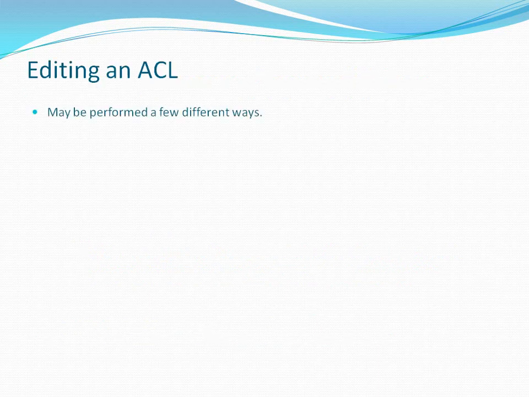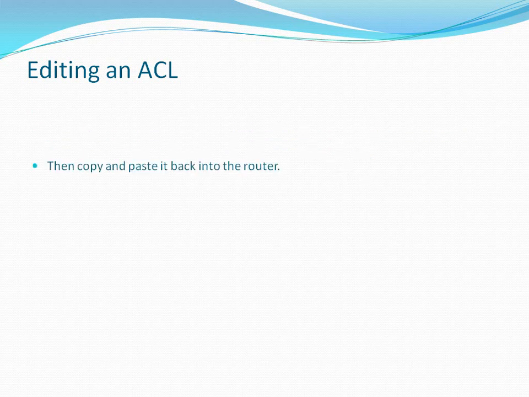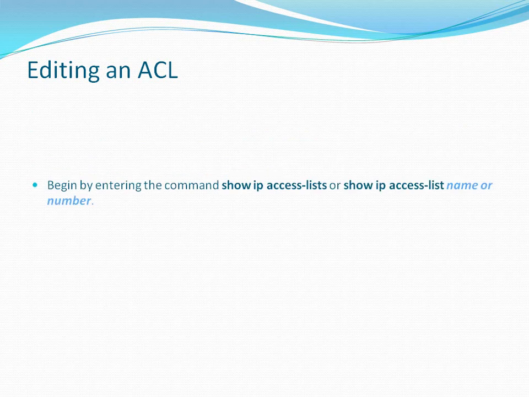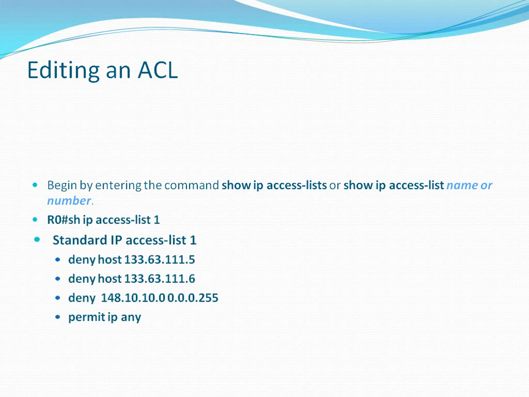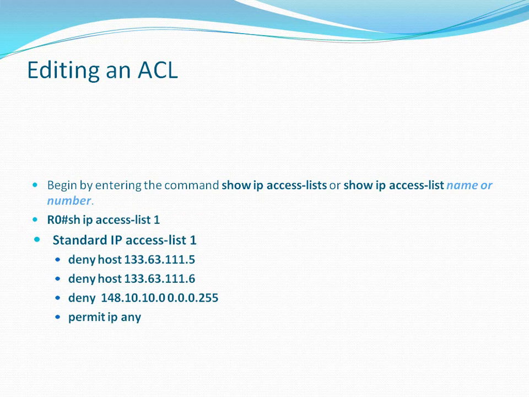Editing an ACL may be performed a few different ways. Depending on what you need to edit, it may be best to copy the access list to a text editor such as WordPad or Notepad and add or remove the lines. Then copy and paste it back into the router. You begin by entering the command show ip access-lists or show ip access-list and the name or the number of the individual list. Here in router 0, we're typing in show ip access-list 1, and we see that it has deny host, deny network, and then permit ip any.